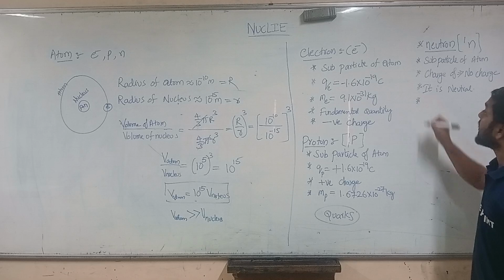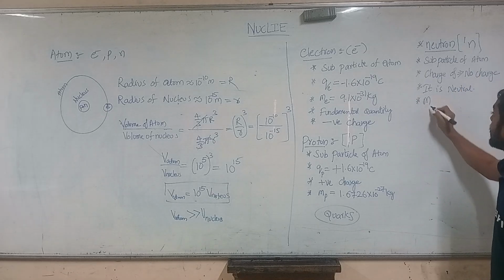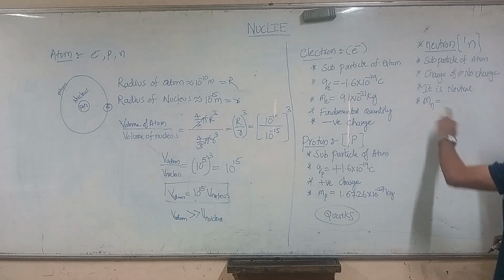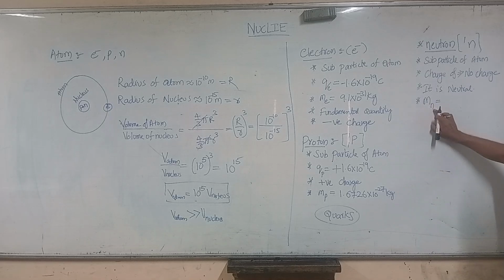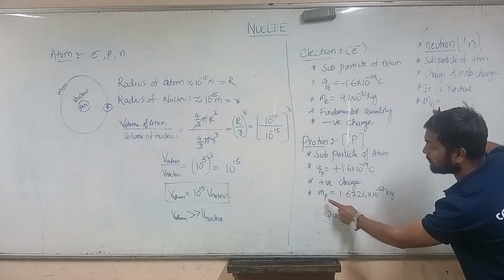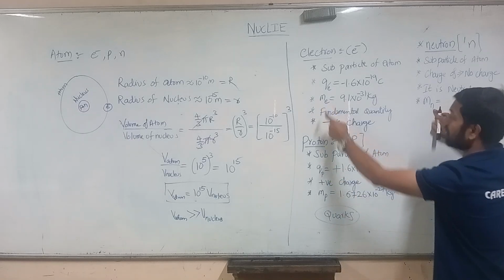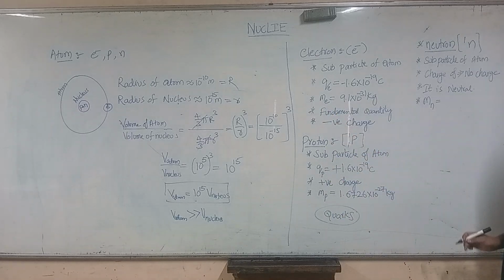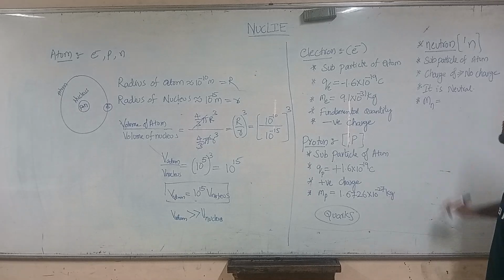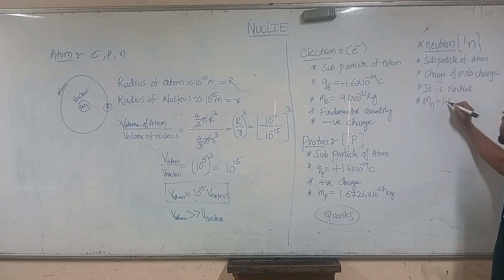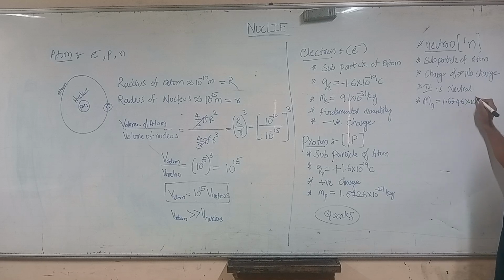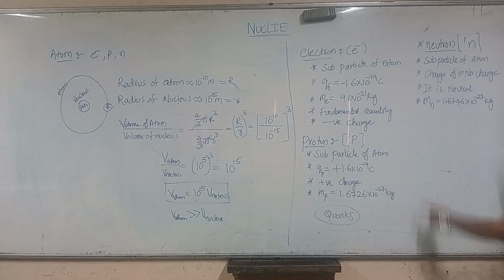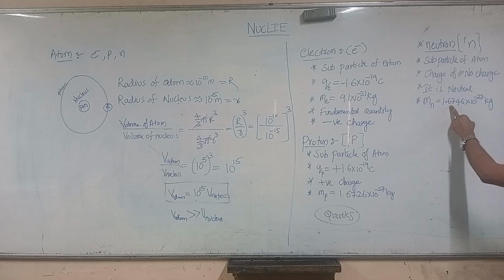Next, the mass of the neutron. The mass of the neutron is represented by Mn. M means mass, N means neutron. Here M means mass, P means proton, and here the mass of the electron. So the mass of the neutron is equal to 1.6746 into 10 to the power minus 27 kg.